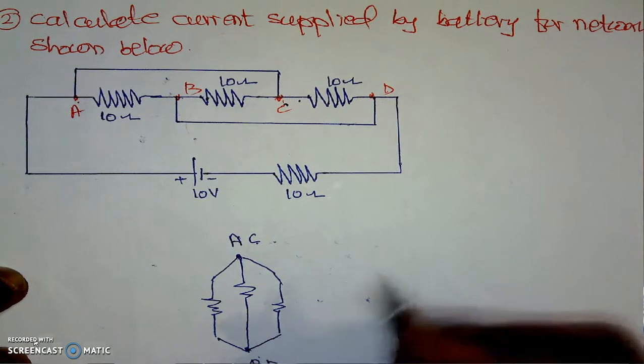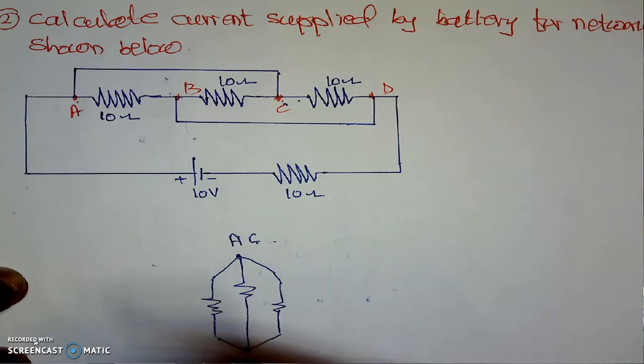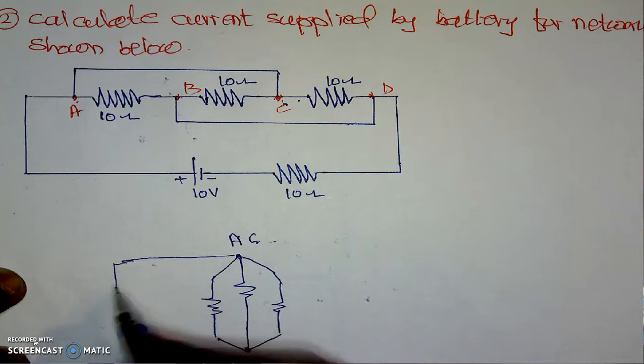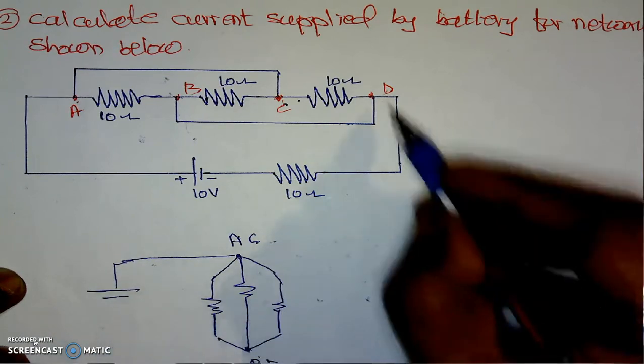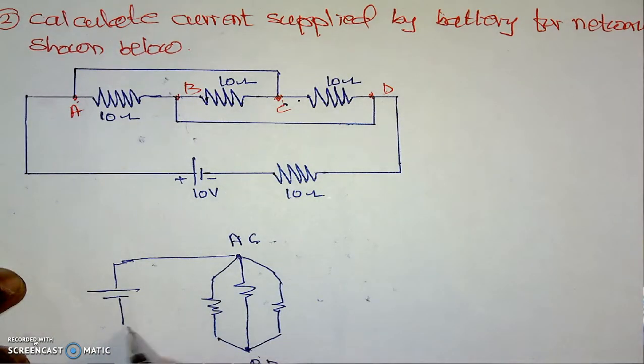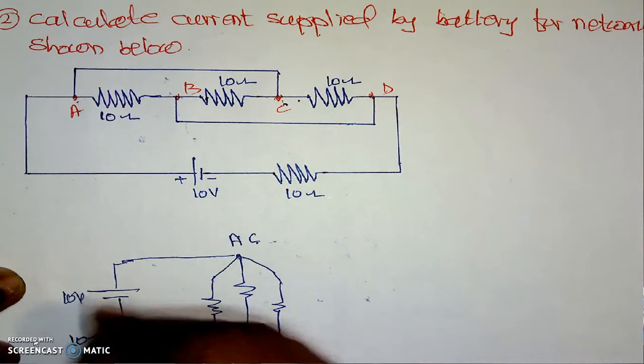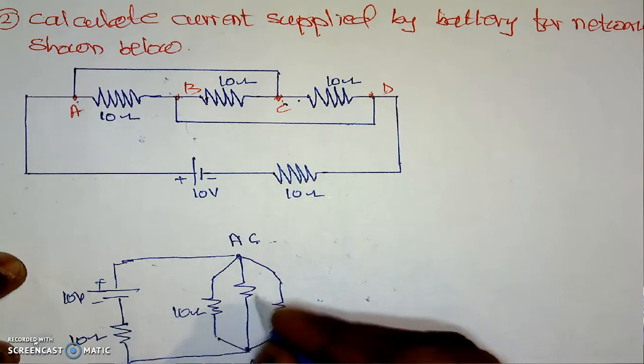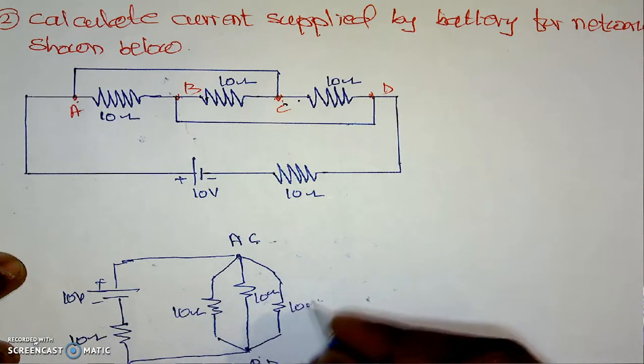And then we have A connected to the battery. A is connected to the positive terminal of the battery. Here it is something like this. And this D is connected to the negative terminal of the battery through one of the resistances. This will be the figure. Here it is 10 ohm. Its voltage is 10 volt with plus and minus. Its value is 10 ohm. This is 10 ohm and this is 10 ohm.